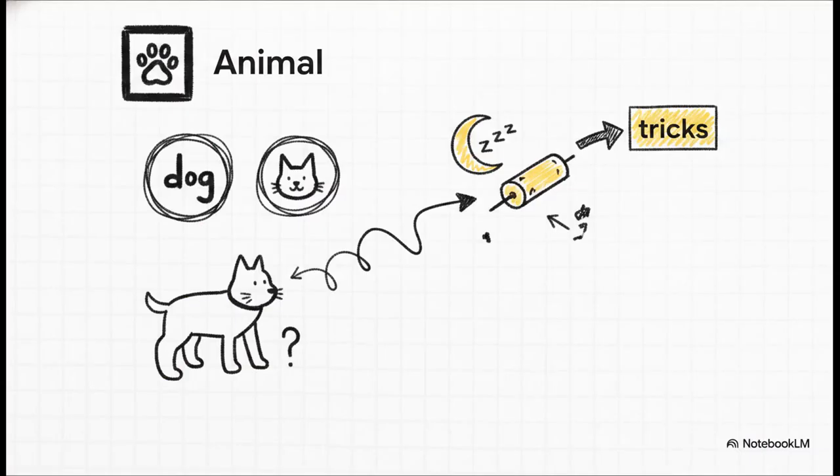Okay, let me share a quick cautionary tale that will save you hours of frustrating debugging. Imagine a developer building an animal class. They create a dog object and a cat object, and they want each pet to learn tricks. So they create an empty list called tricks. They teach the cat to sleep and roll over. But then they check the dog object, and the dog suddenly knows how to do the cat's tricks. Why in the world did that happen?